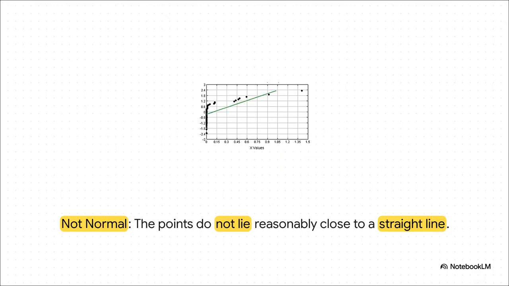Now compare that last one to this. The points here, they clearly do not follow a straight line. You've got this big cluster on the left, and then they just kind of scatter away from the line. This is a huge, flashing sign telling us this data is not from a normal distribution.